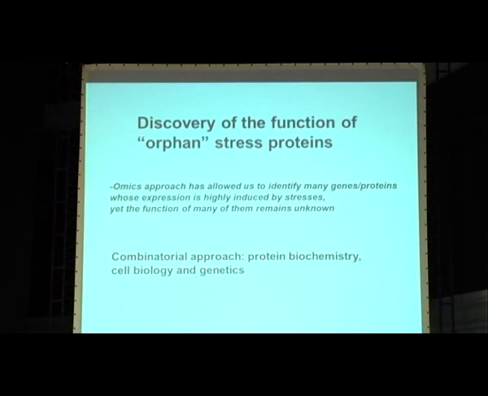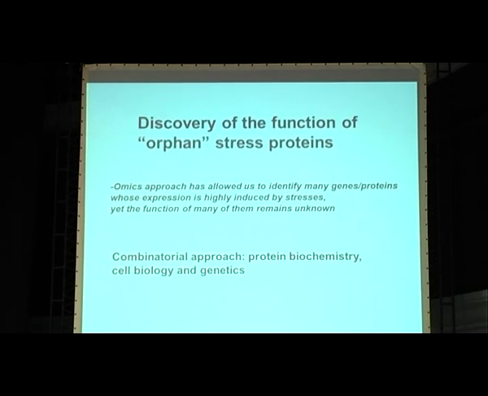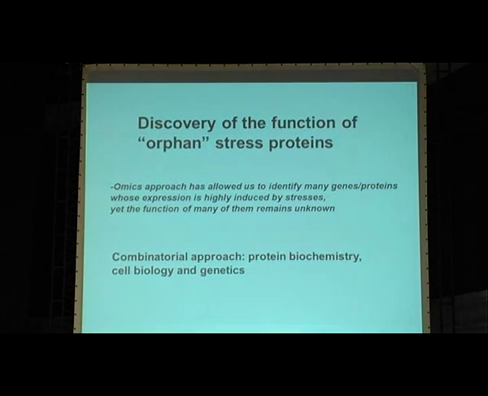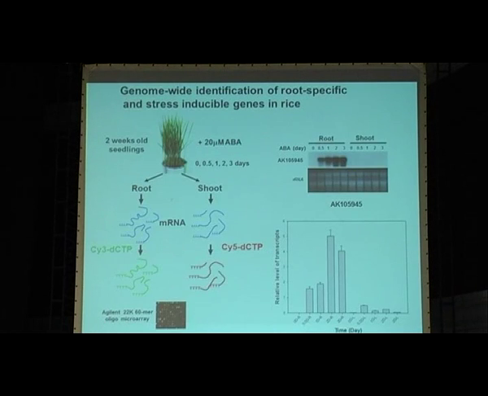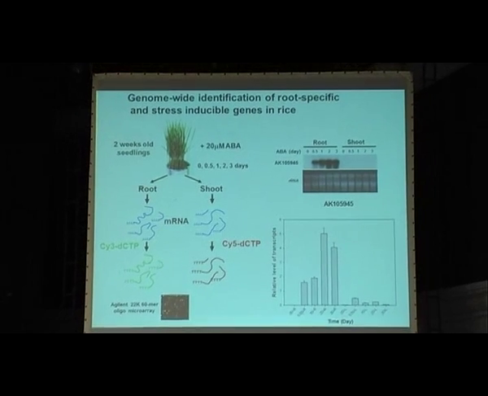While the omic approach is wonderful, it's equally important that we understand the function of an individual gene or an individual protein. So the approach we've been following is very simple. We combine protein biochemistry, cell biology, and genetics, and we work on one gene or one protein at a time. So many years ago, we did something just like everybody else has been doing today.